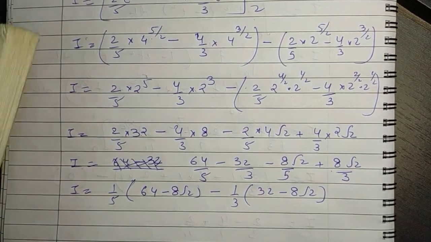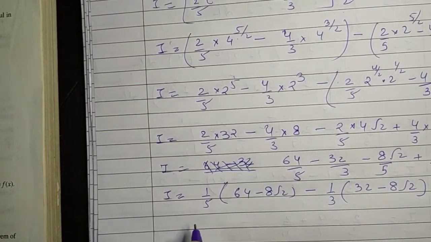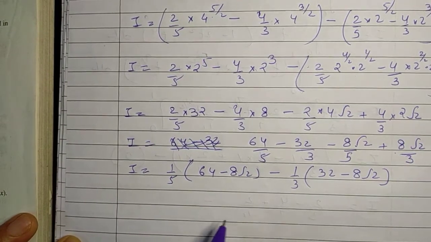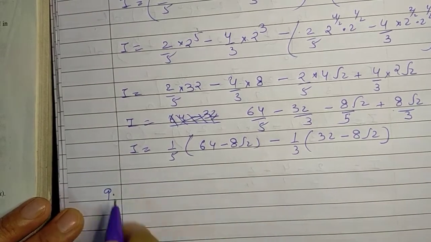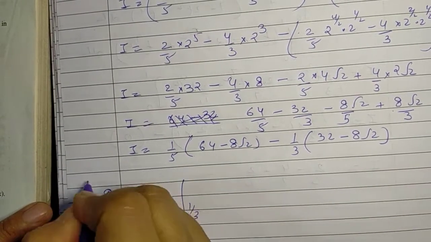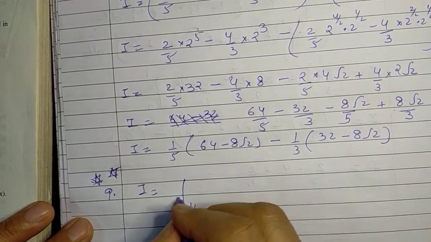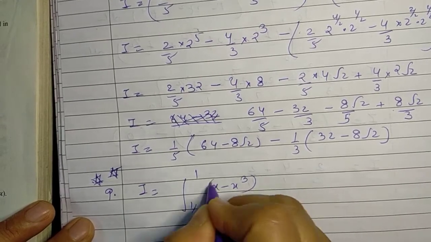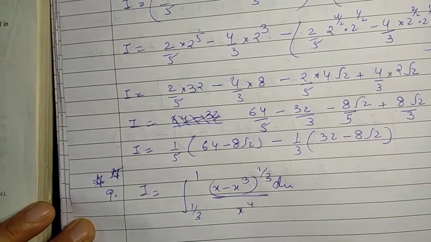Okay. Now in the same way you can do the rest of the questions also, but I'll take up two extremely important questions, question number 8 and question number 9. Let me first take question number 9, which is similar to what we have taken already. The limits are 1 by 3 to 1, and the function is x minus x cube raised to the power of 1 by 3 dx upon x raised to the power 4.